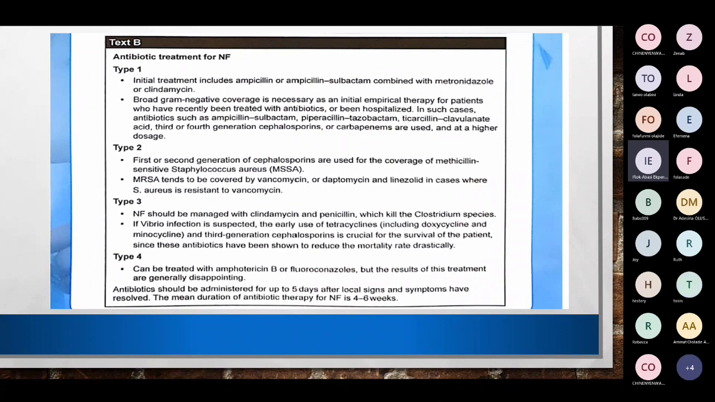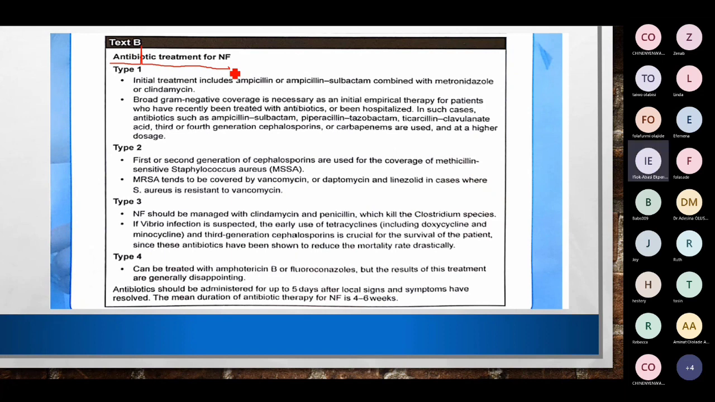Antibiotic treatment for NF. So the first words I'm seeing here are antibiotic treatment for NF. What this means is that this particular text talks about antibiotic treatment for necrotizing fasciitis. So without even thinking twice, I just know that my text B talks about antibiotic treatment for necrotizing fasciitis.